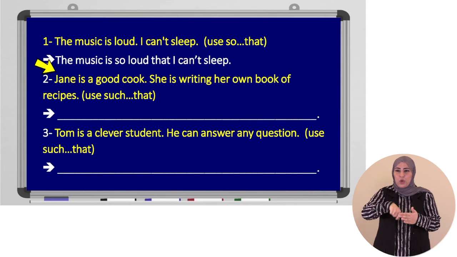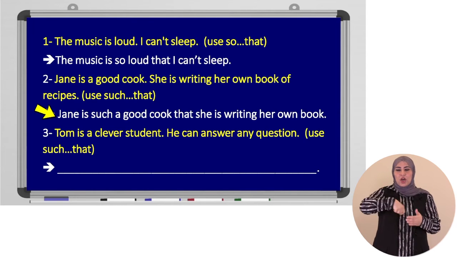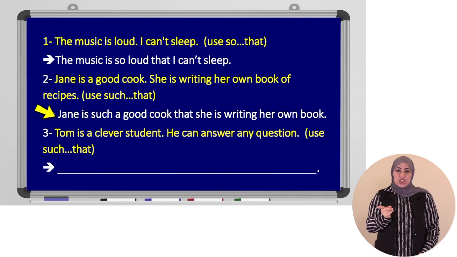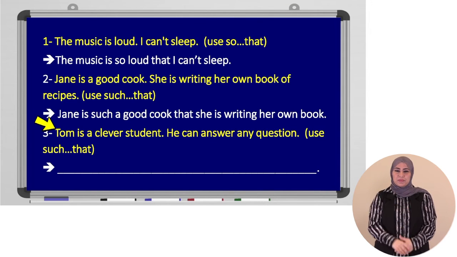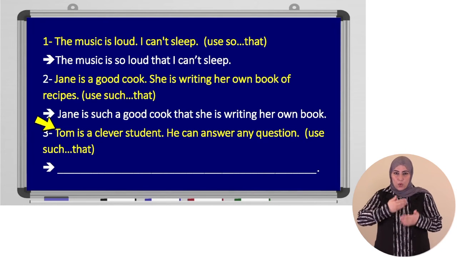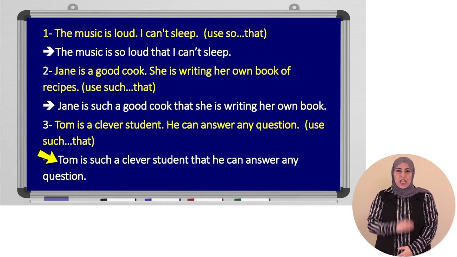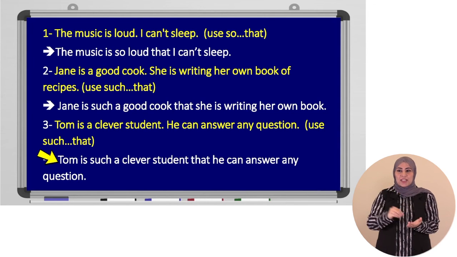So we're going to use such. Jane is such a good cook. This is the adjective, good, and cook is the noun. Jane is such a good cook that she is writing her own recipe. The result is writing her own recipe. Try to figure out the third one by yourself and then check your answer. The answer is as follows. Tom is such a clever student that he can answer any question exactly.